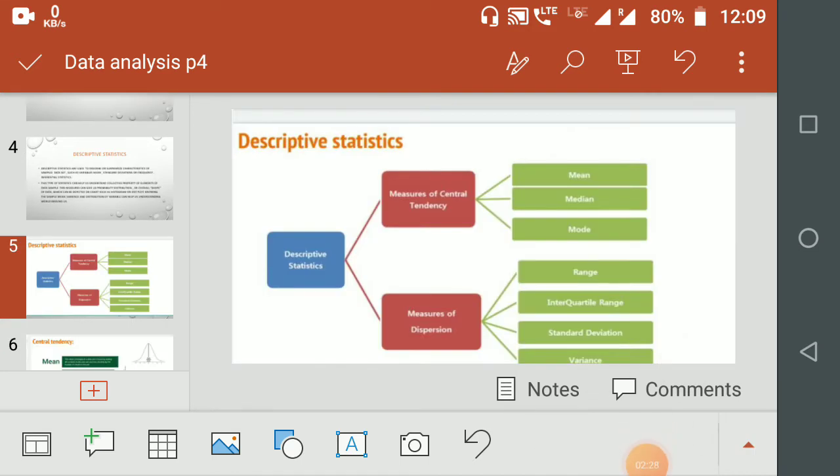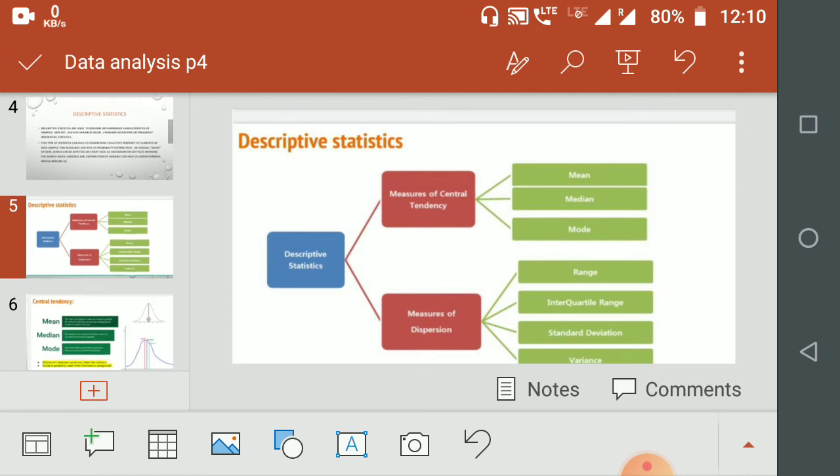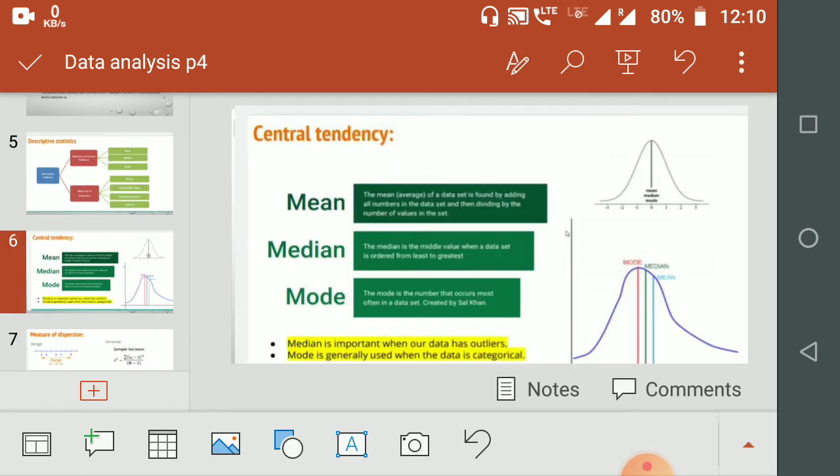Now descriptive statistics classification. Descriptive statistics include measures of central tendency, such as mean, median, and mode, and measures of dispersion, such as range, interquartile range, standard deviation, and variance. Central tendency is actually mean, median, and mode.